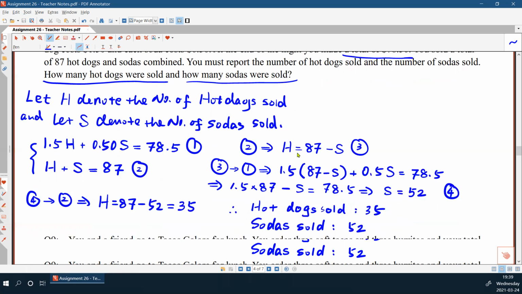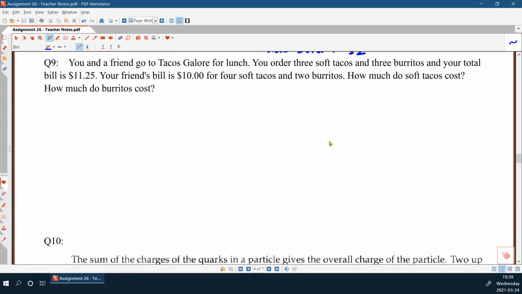No? Okay, let's see. Next one. You and a friend go to Tacos Glory for lunch. You order 3 soft tacos and 3 burritos, and your total bill is $11.25. Your friend's bill is $10 for 4 soft tacos and 2 burritos. How much do soft tacos cost? How much do burritos cost?